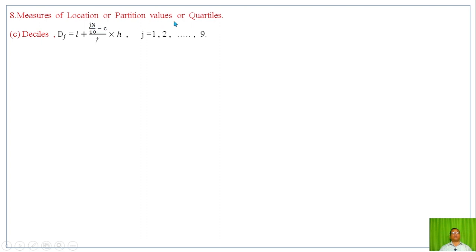Measures of location or partition values or quartiles. Then deciles: D_j is L plus (jn by 10 minus C) by f into h, j starting from 1 to 9, not 10. Deciles are partition values that divide all the values of the variate into ten parts; the value below which j tenths of the data lie, and above which the remaining lie, is the j-th decile.